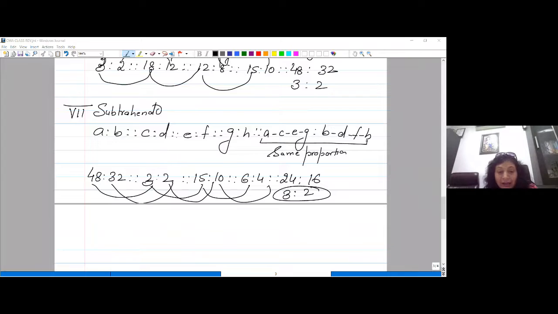So these are the different properties of proportion. I hope this is clear. These are the different rules, properties of proportion. We have invertendo, alternando, componendo, dividendo, componendo and dividendo, dividendo and componendo, and we have subtrahendo, and the next property we have is addendo. Clear? So these are the different properties of proportion.